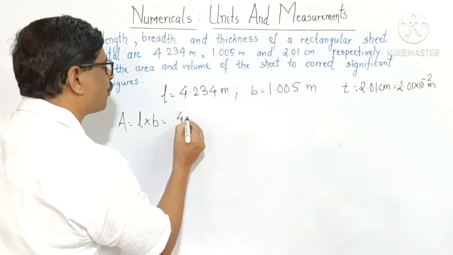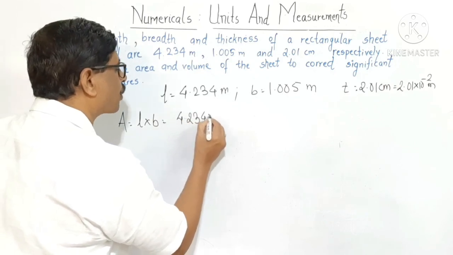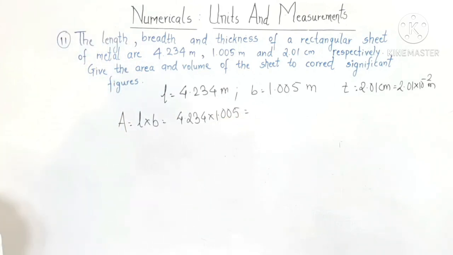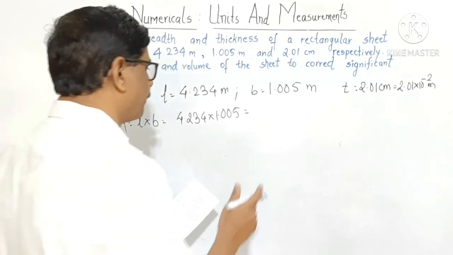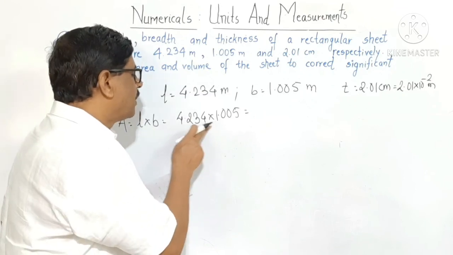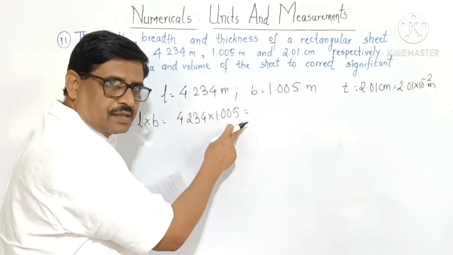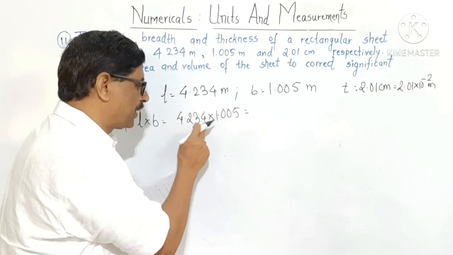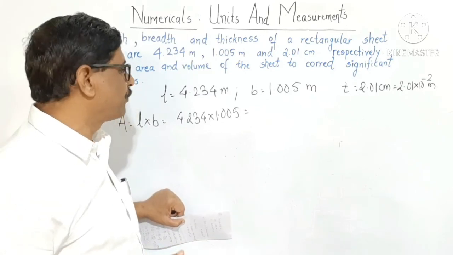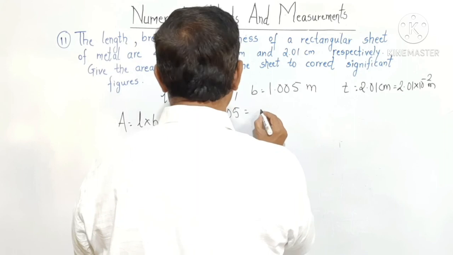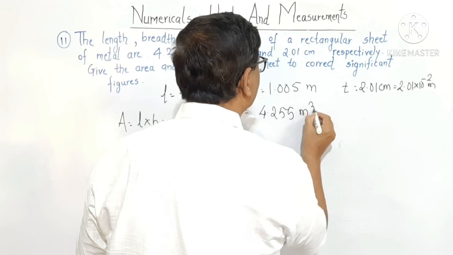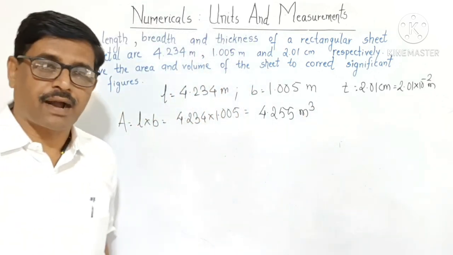What is the length? It is 4.234 into 1.005. If you solve this, you will get this as... It is a number with four significant figures. This is 1, 2, 3, 4. This is 1, 2, 3, 4. And multiplication of these two should be again of four significant figures. And it should come out to be equal to 4.255 meter cube.